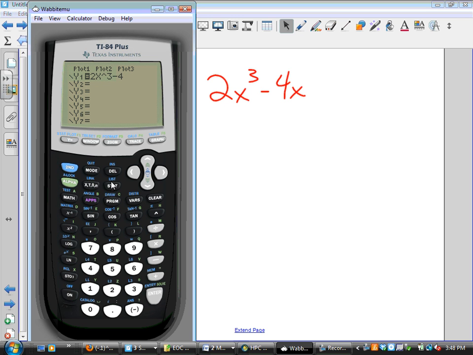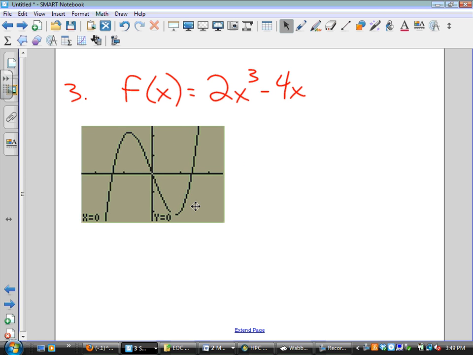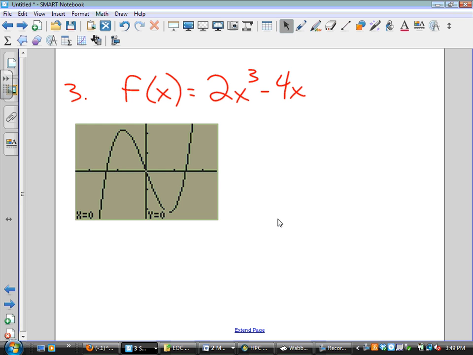Okay, so 2x cubed minus 4x. Let's graph that. And you can see it does all sorts of stuff, goes up and down, up and down. So we want to know basically what are the high points and what are the low points, and then determine where it's increasing and decreasing from that. So these two guys, the peak is going to be the maximum, and the valley is going to be the minimum. So we want to know what are those values.